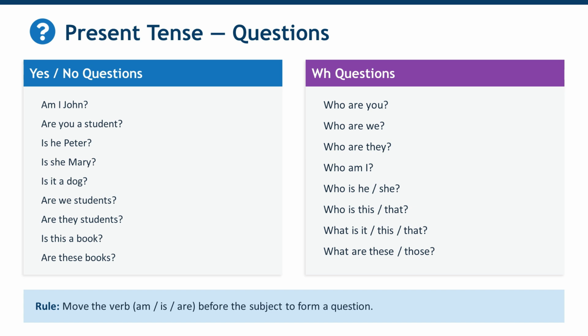Now, for WH questions, we add a question word at the beginning. For example, who are you? Who am I? Who is he? Who is she? What is it? What is this? What are these? What are those? Remember, the rule is simple. Move the verb before the subject to form a question.